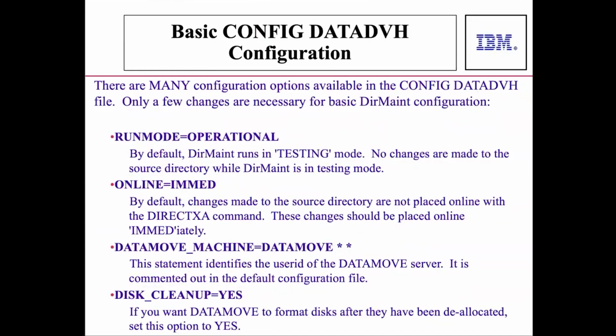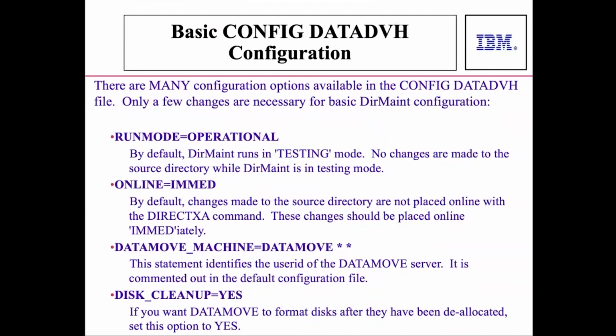So you want to make it run in operational mode, and you typically want directory changes to be put online immediately. And you notice the default was offline. Never put online at all until you tell it. Long ago, with much slower systems and many more users on it, they may have just put the directory online every hour because it actually was a load on the system. But these days, it's pretty trivial as far as putting those changes online. So you want the online changes to happen immediately.